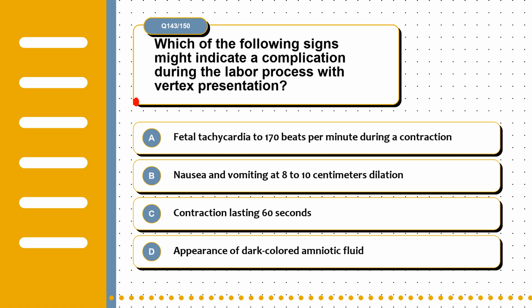Question 143. Which of the following signs might indicate a complication during the labor process with vertex presentation? Here are the options. Option A. Fetal tachycardia to 170 beats per minute during a contraction. Option B. Nausea and vomiting at 8 to 10 centimeters dilation. Option C. Contraction lasting 60 seconds. Option D. Appearance of dark-colored amniotic fluid.